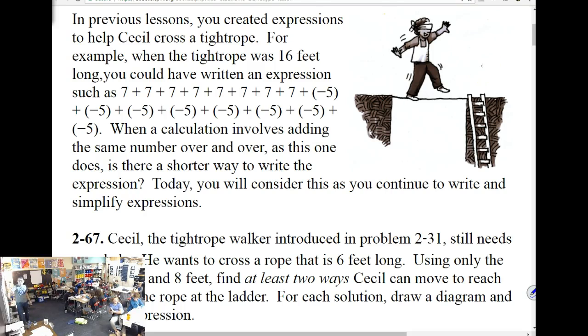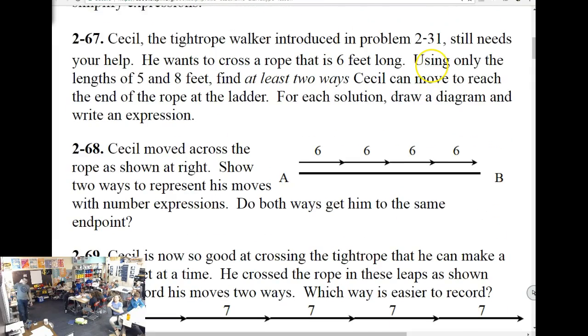So instead of saying 7 and 7 and 7 and 7 and 7 and 7 and 7 and 7, negative 5 and negative 5 and negative 5 and negative 5 and negative 5, right? That's redundant. That's annoying. So we multiply instead.